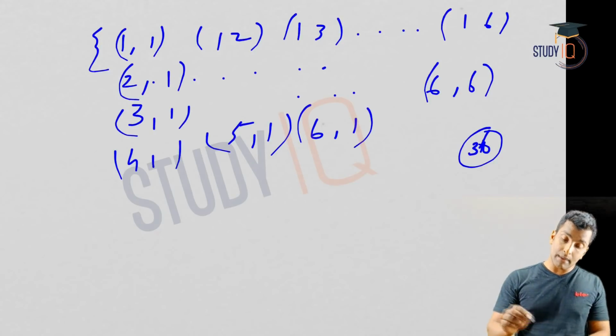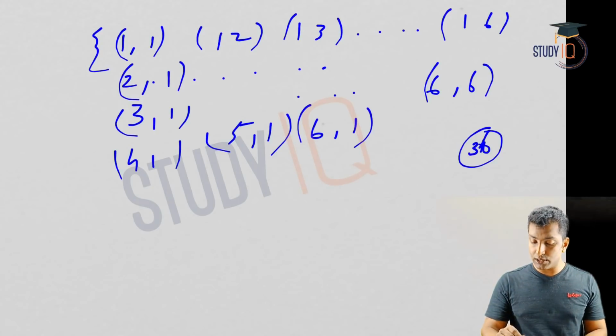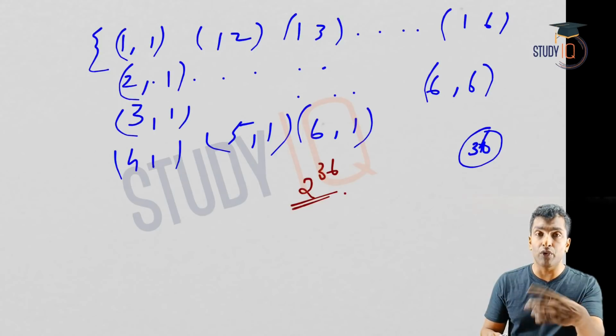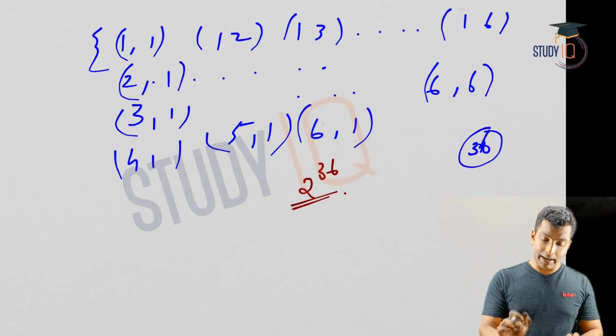So 36 elements in the sample space automatically means how many events are possible? 2 raised to 36 events are possible, out of which 36 are elementary events, which we know. One is the null set, and one is the total set. So we are going to create a new event. Let me define 2 events.